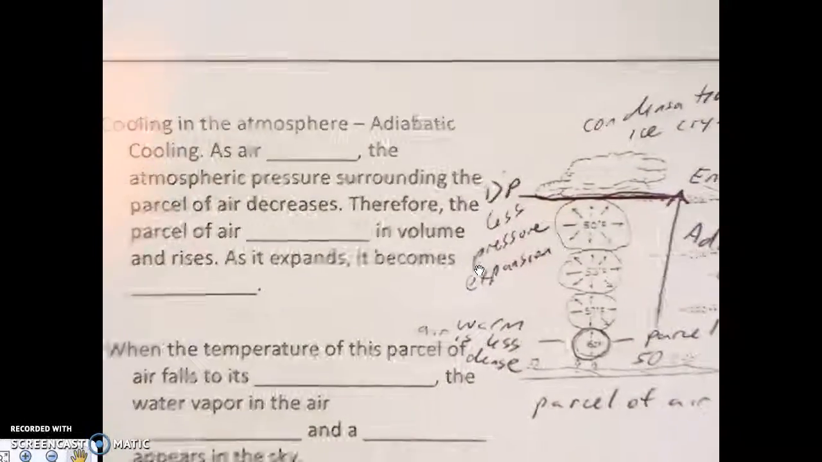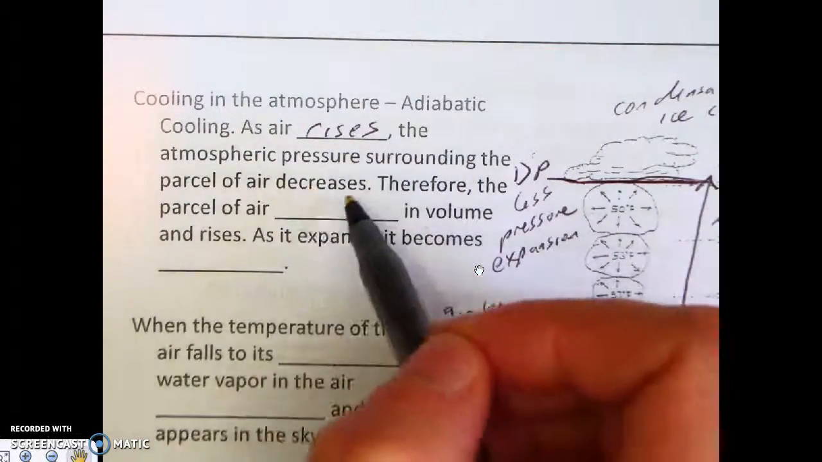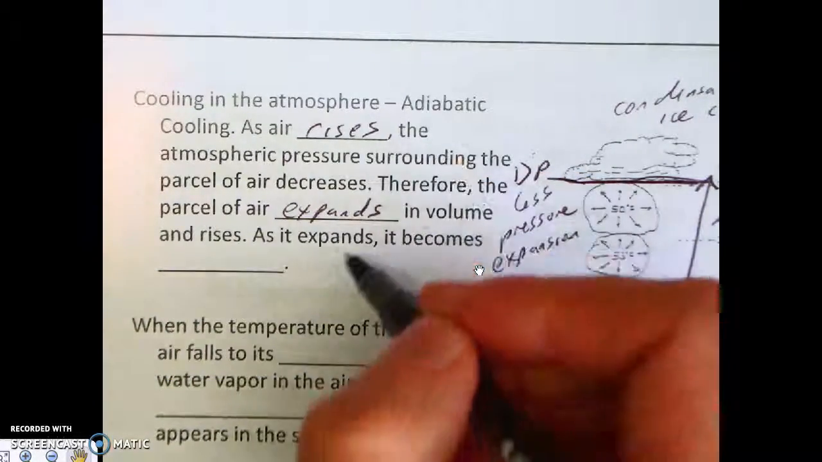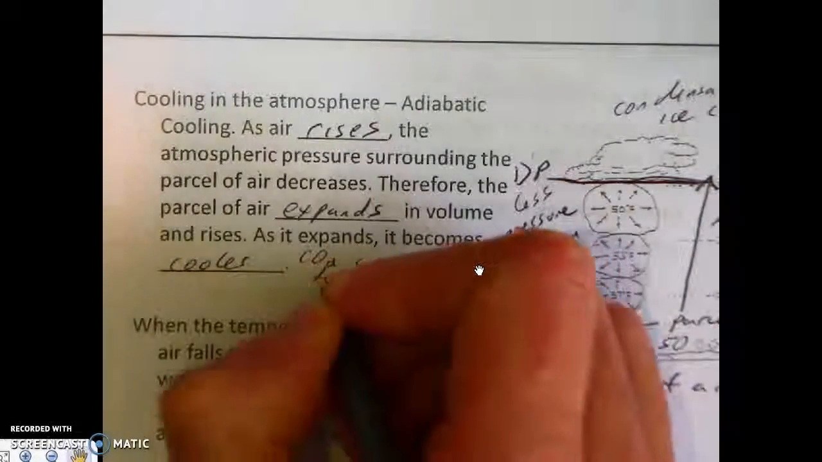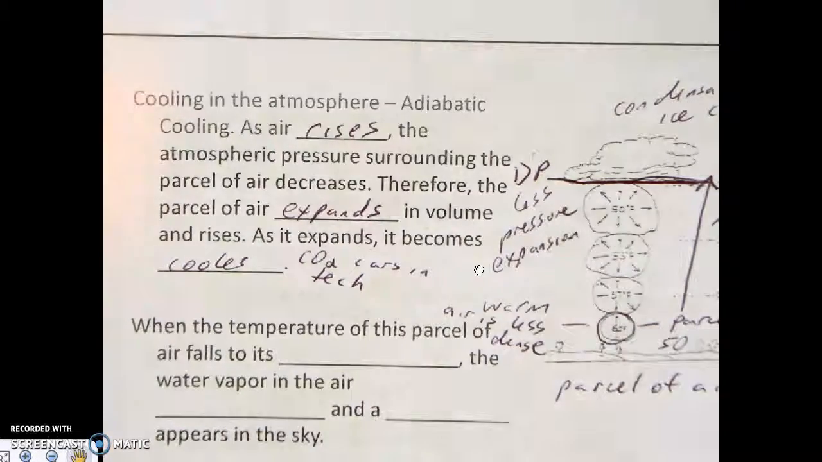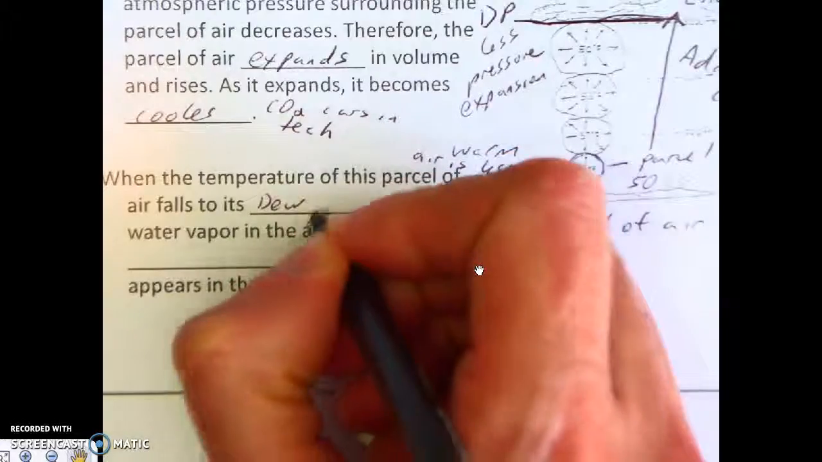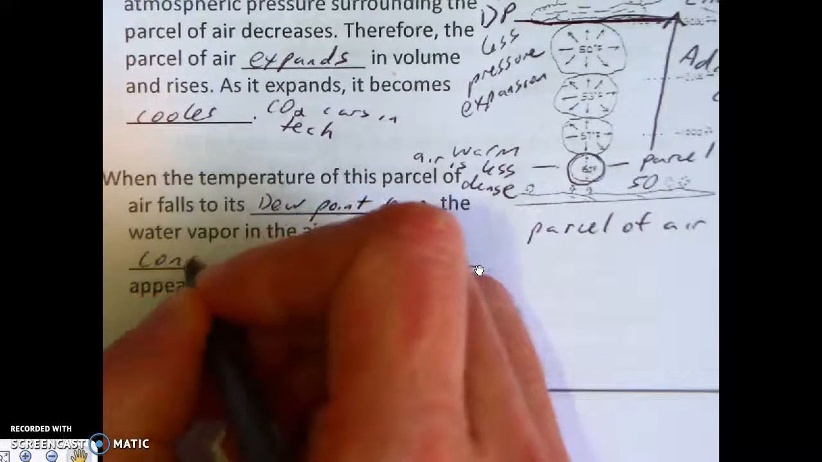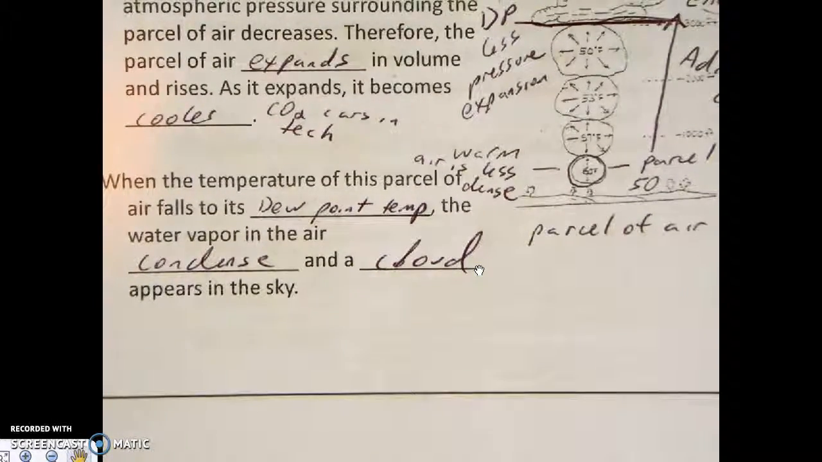So let's go ahead and just fill in the notes here. So cooling air, cooling the atmosphere, we have adiabatic cooling. As air rises, the pressure surrounding the parcel of air decreases, and because of this, the parcel of air expands. As it expands, it becomes cooler. This is just like the CO2 cars in tech. And there are lots of other examples of this, but I think that's probably the easiest one to understand. Eventually, the parcel is going to cool to its dew point temperature. That causes the water vapor in the air to condense, and we have a cloud appear in the sky. So that's the basic process to how clouds form, slightly complex.